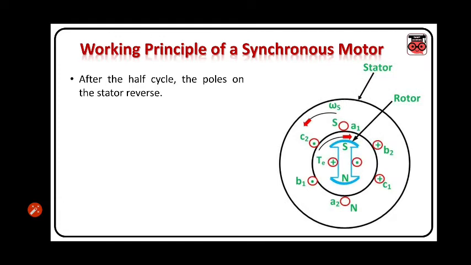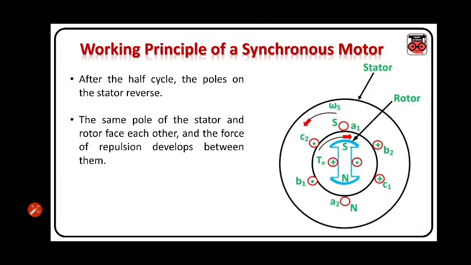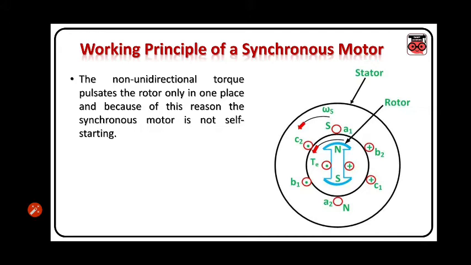After the half cycle, the poles on the stator are reversed. So the same poles of the stator and rotor face each other and the force of repulsion develops between them. Both the poles are the same. That's why the repulsion force is developed. The bidirectional torque pulsates the rotor only in one place, and because of this reason the synchronous motor is not self-starting.